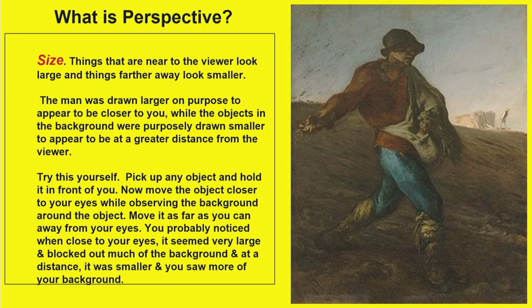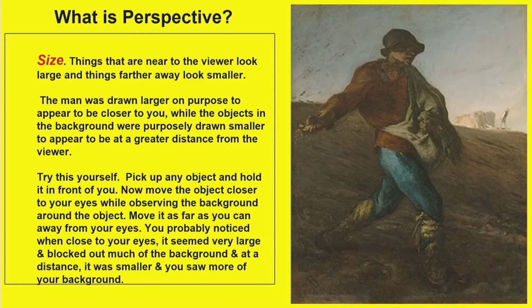Size. Things that are nearer to you look larger, and the things that are farther away look smaller. So the man looks extremely large as opposed to the background where you see that things are really smaller. If that man were to walk to where those objects are, you'd see that they would tower over him.